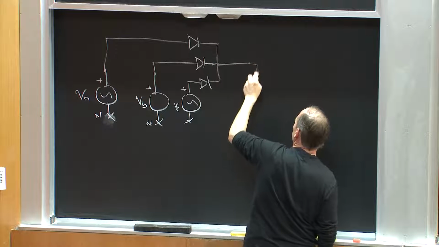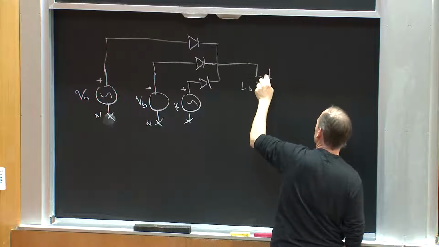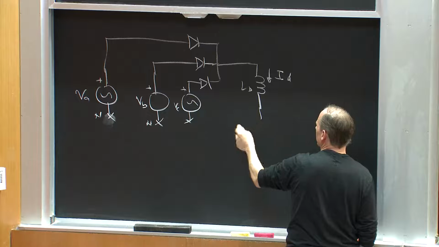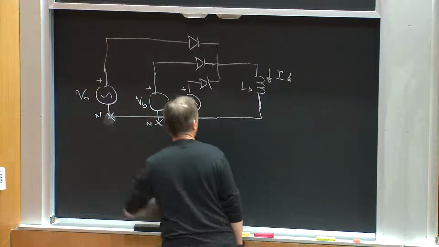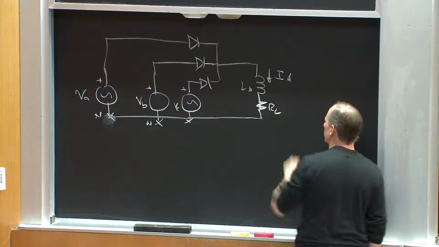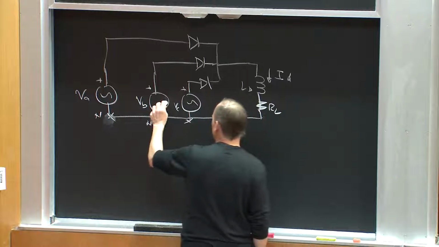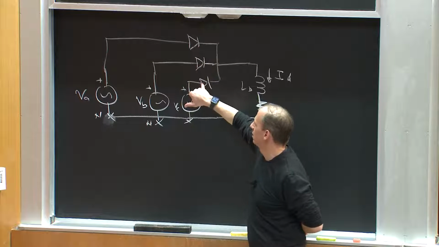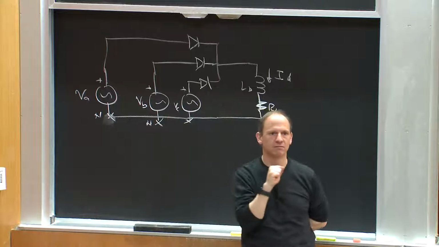Okay, and now I'll connect this up, and maybe I connect it to a big inductor LD, so I get an almost DC current ID. Okay, and we'll connect that back to here. And clearly I have my load resistor here, RL. Okay? So what would this thing do, ideally? Well, basically, whichever diode's going to be on is going to be the maximum of VA, VB, and VC.